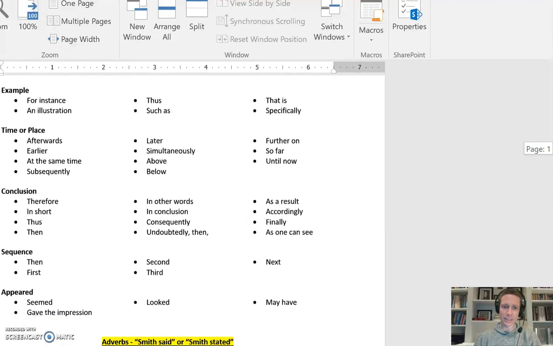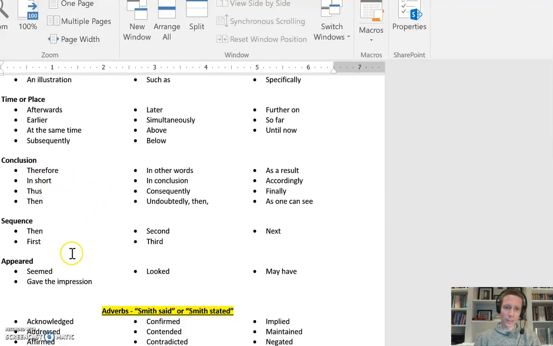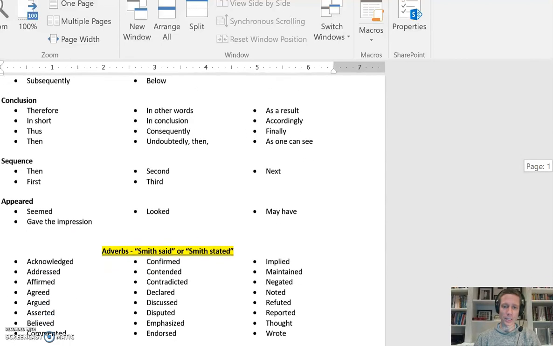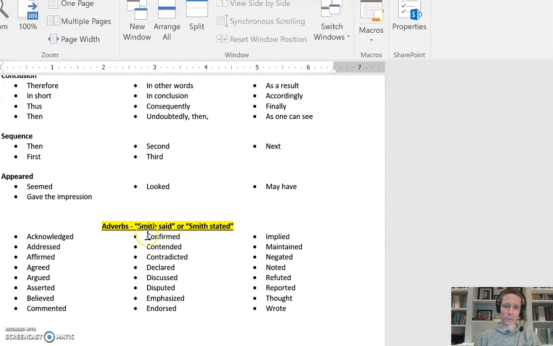Another way is the phrase in conclusion, sequencing, or something appeared to be this or that, because a lot of times academic writing is not written in definitive terms. You write this may result in this, so it's a little bit more vague. And here are some other adverbs for talking about. Remember I said not to use said, but using some of these types of terms would be more appropriate in academic writing.